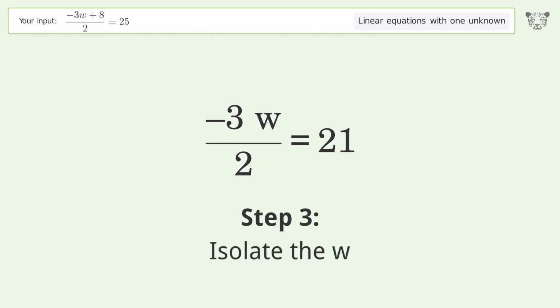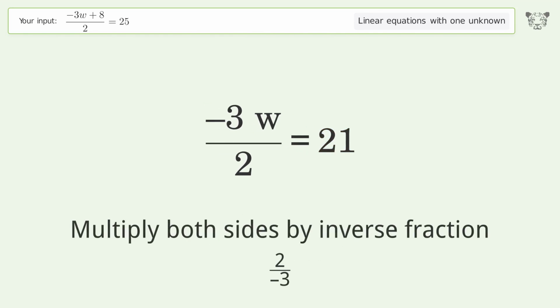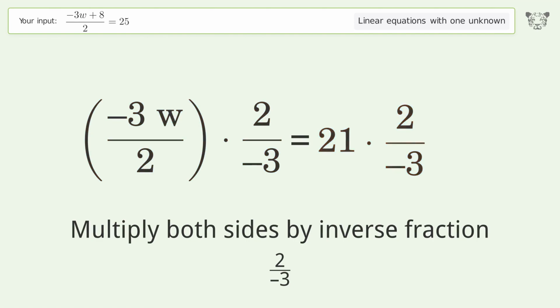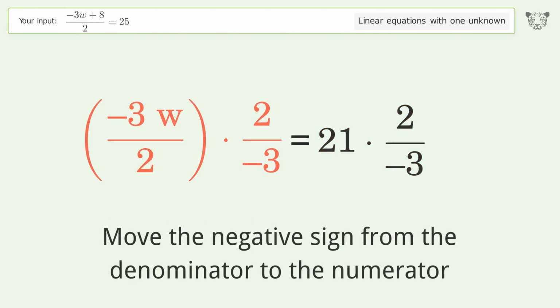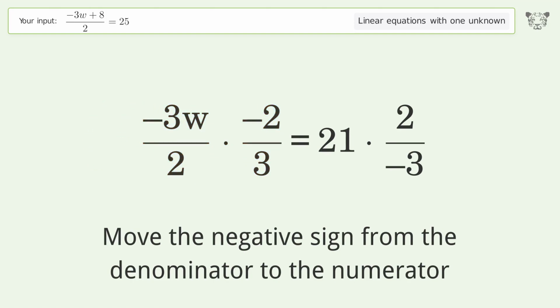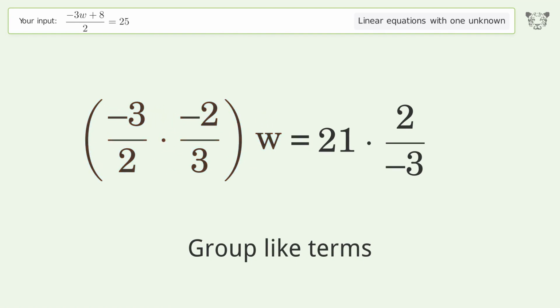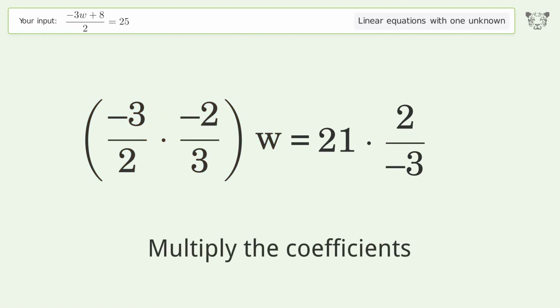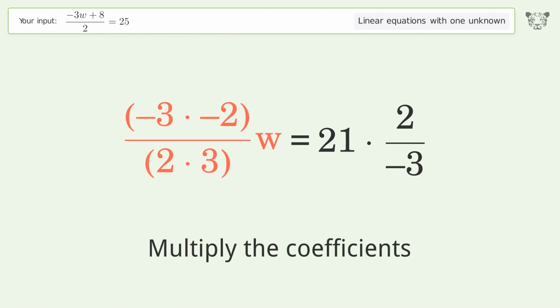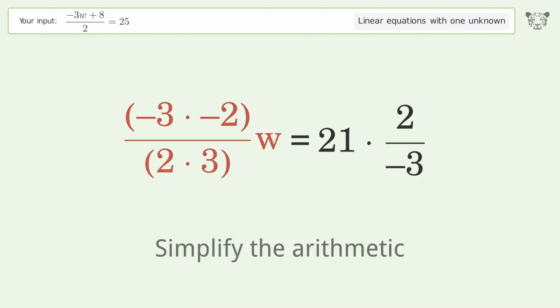Isolate the w. Multiply both sides by inverse fraction 2 over -3. Move the negative sign from the denominator to the numerator. Group like terms. Multiply the coefficients. Simplify the arithmetic.